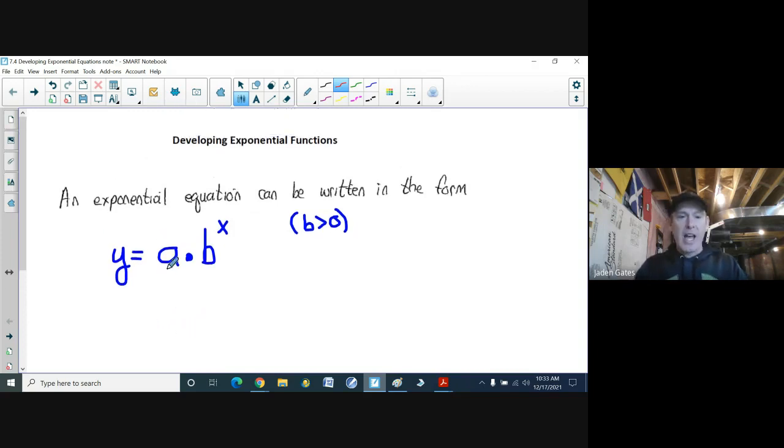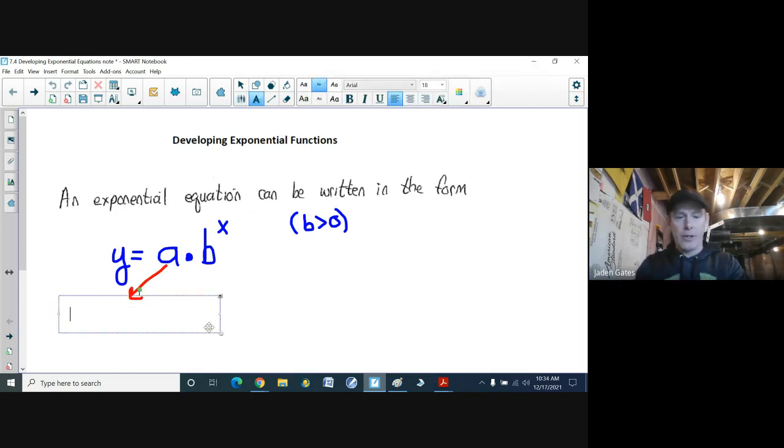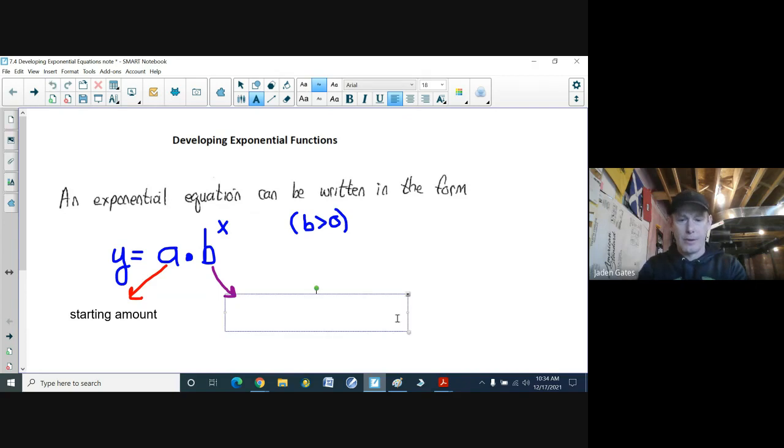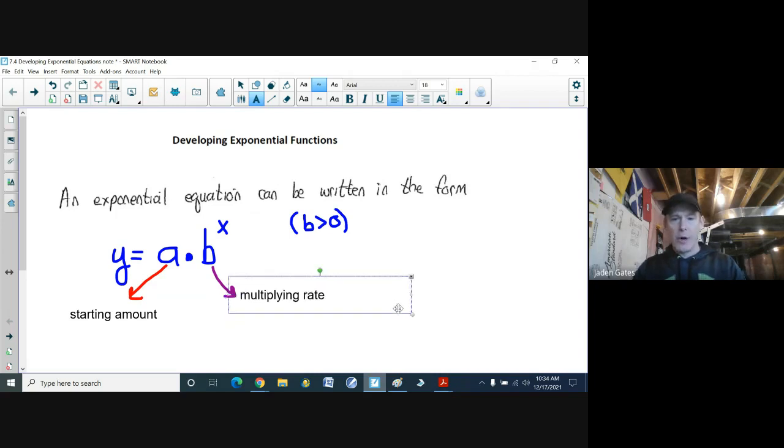Now, to find the a value, the a is actually what we call your starting amount. And b is what we're going to call our multiplying rate. That's a little bit harder to figure out, the multiplying rate.